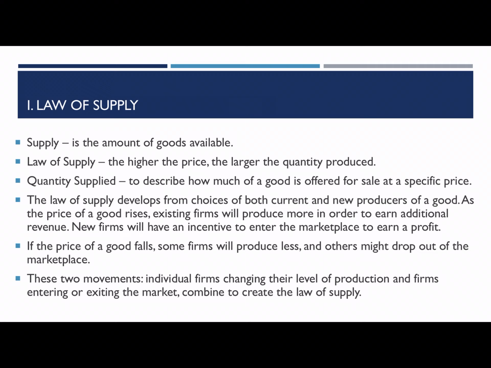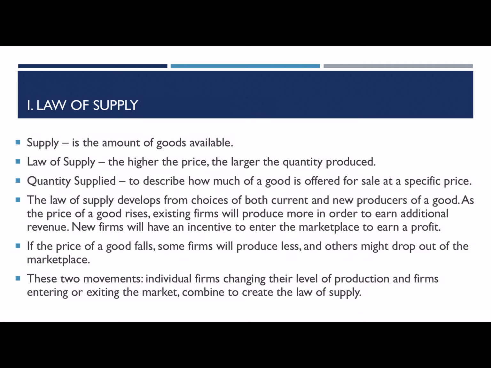So let's start off with the law of supply. First, supply is the amount of goods available. The law of supply is the higher the price, the larger quantity produced. So, it's opposite of demand, whereas the price went up, demand would go down. In supply, the price goes up, suppliers produce more because they're seeking higher profits. Quantity supplied describes how much a good is offered for sale at a specific price.